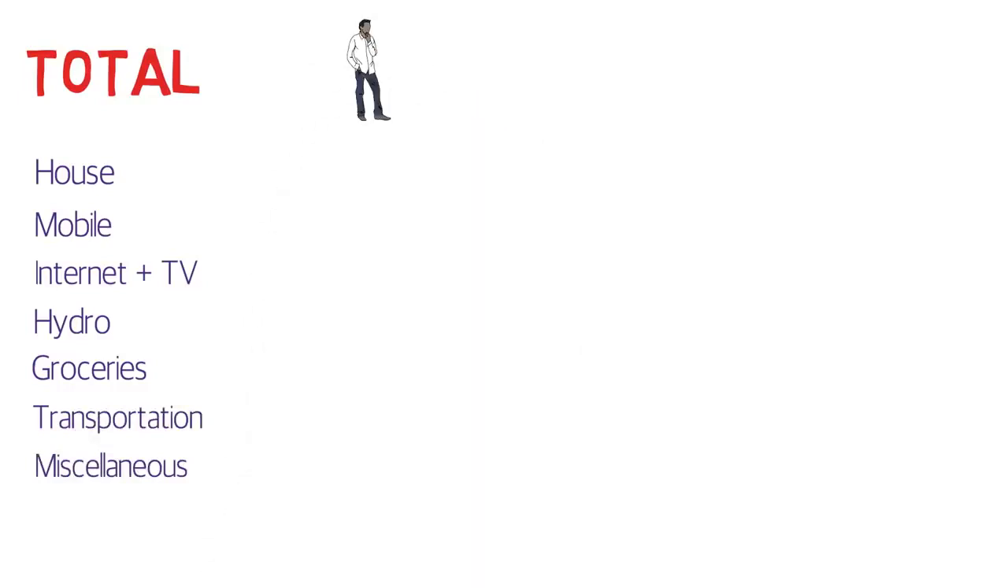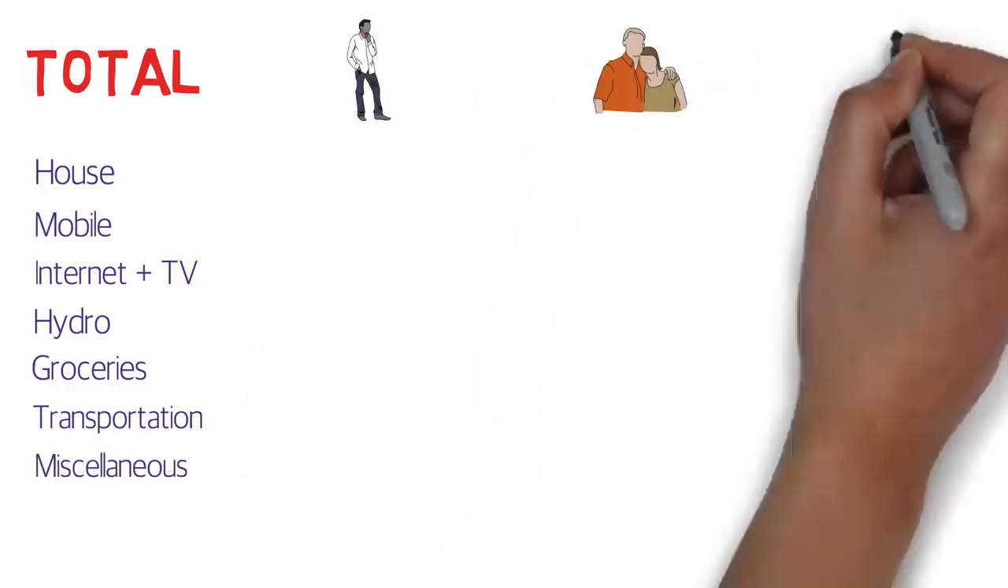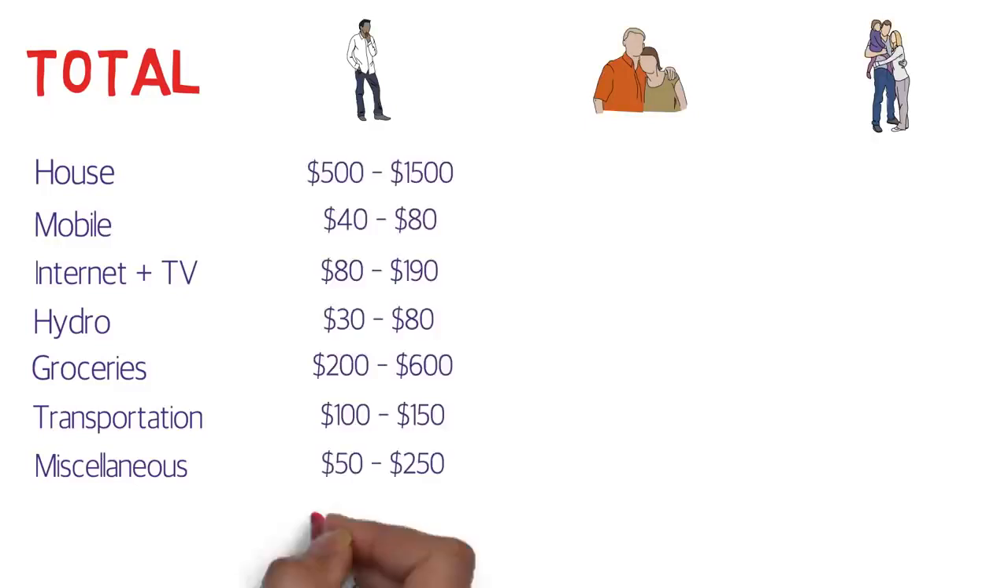So, if you are a single guy, in that case, you would spend something like $500 to $1,500. $500 if you get the rent as a paying guest, and $1,500 if you get a one bedroom apartment. It's very difficult to generalize again, but still.